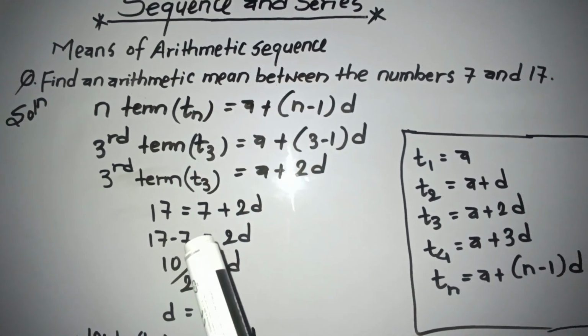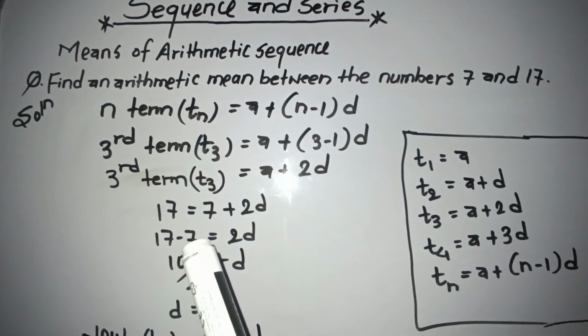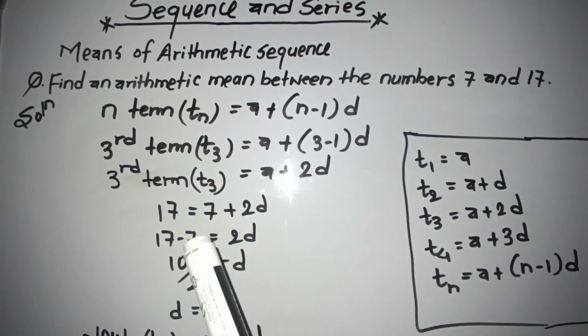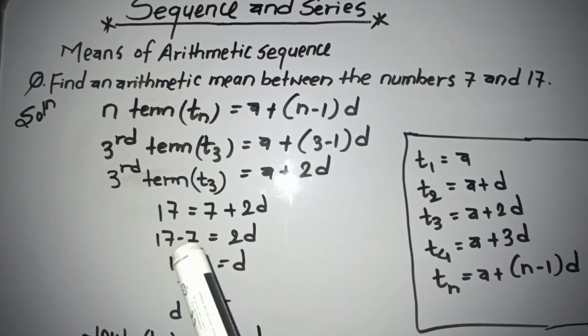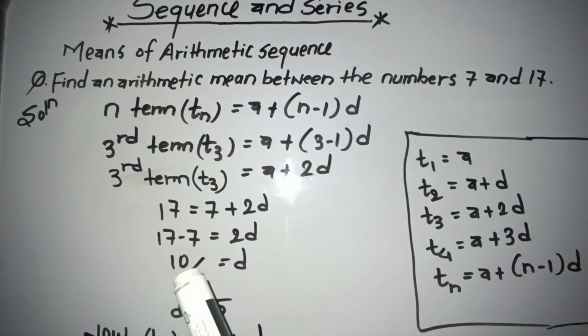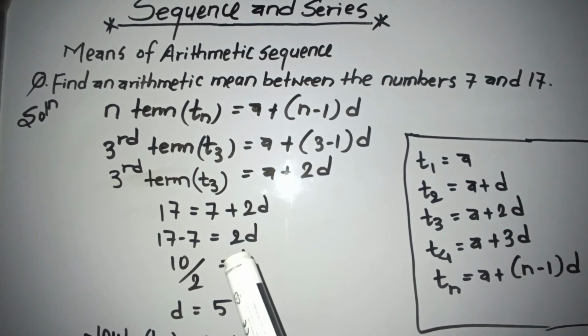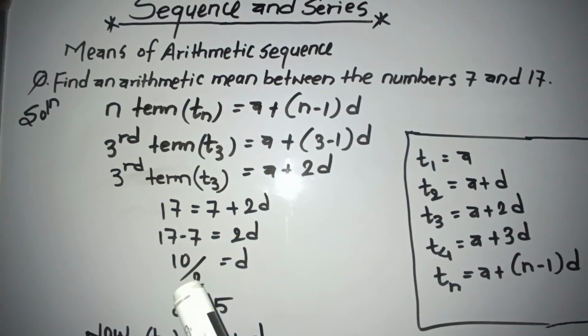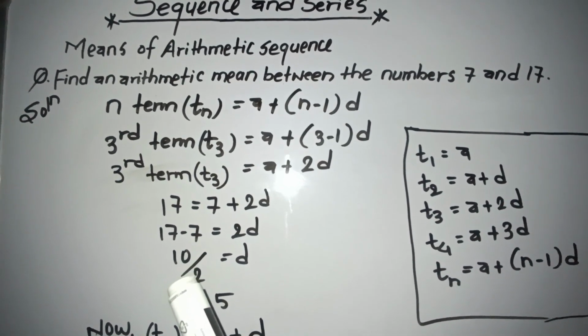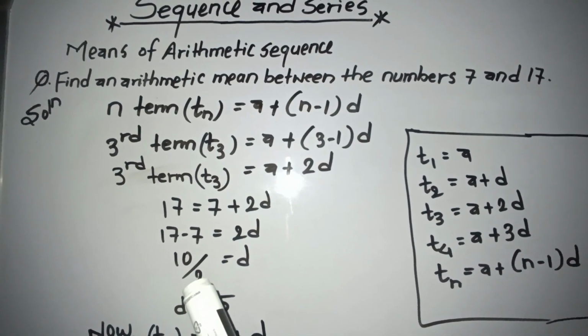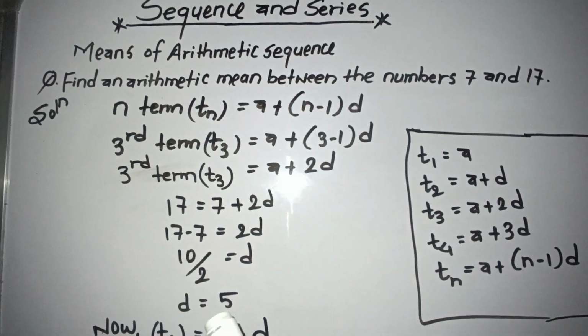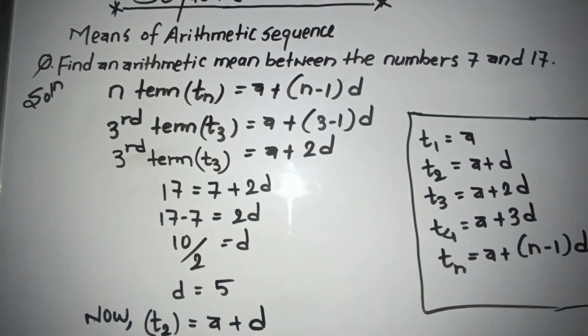Then we separate constant and variable. We shift the 7 and subtract it from 17, 17 minus 7, and we get 10. Then 2 divides it, and we get d equals 5, which is the difference.